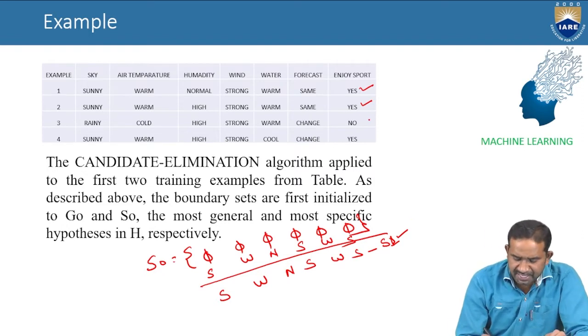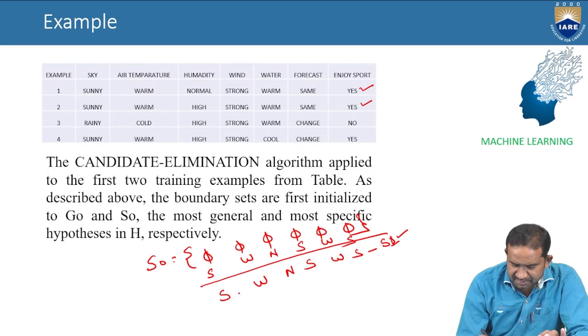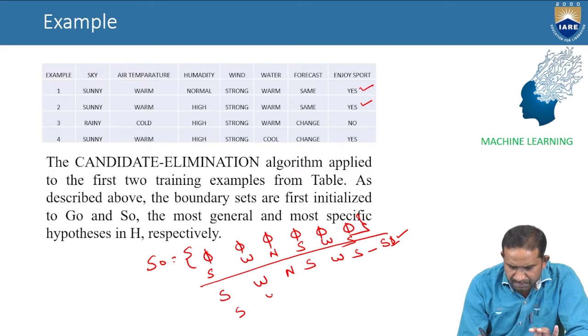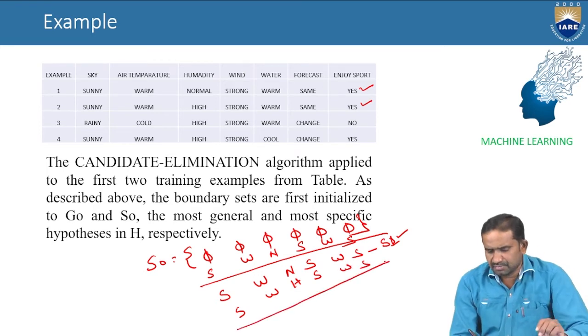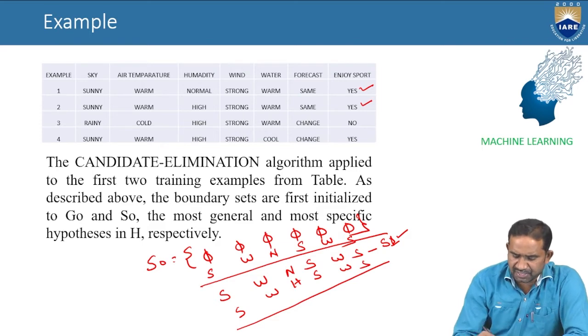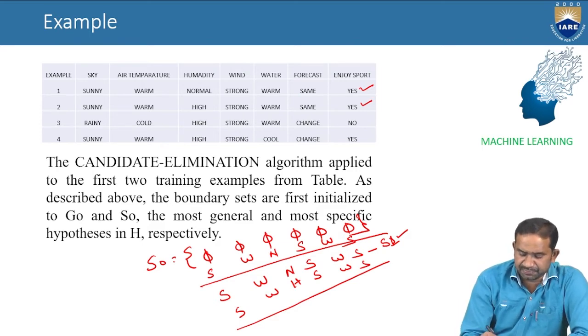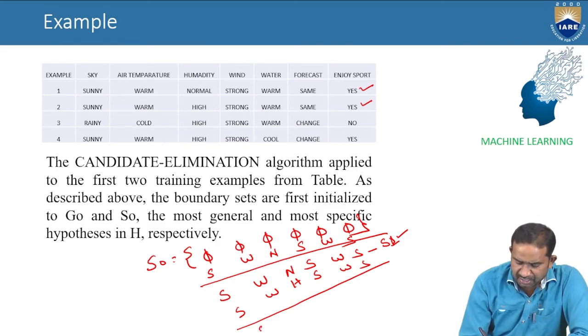That is about sunny. Here is sunny, so you can check it once again. Sunny, warm, high, strong, warm, same. We can compare with this, taking the same values, the same parameters. It is also sunny, warm, called warm.